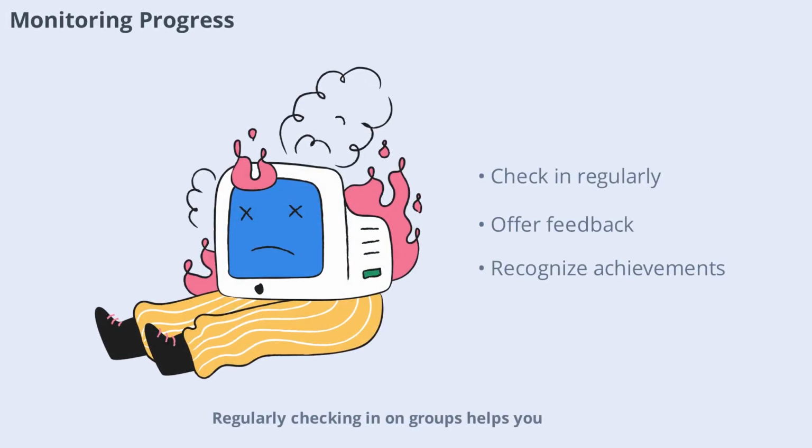Regularly checking in on groups helps you gauge their progress and identify any issues early. Walk around the classroom, listen to discussions, and ask questions to see how students are doing. Offer feedback and encouragement to keep them motivated. Monitoring progress also allows you to collect insights for future activities and to recognize students' efforts and achievements.